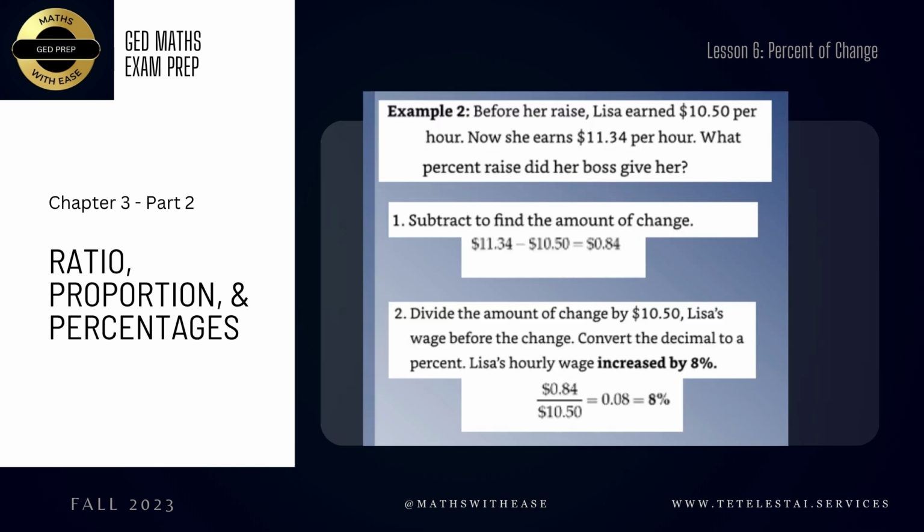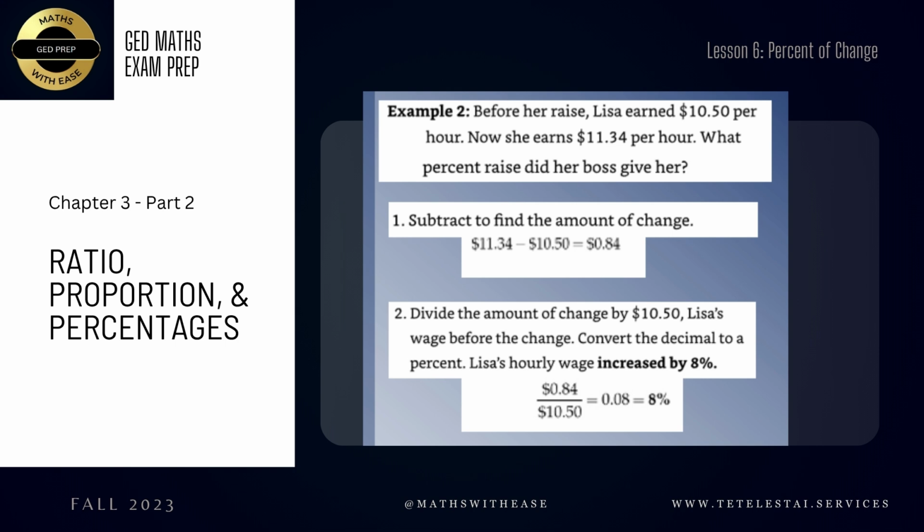So in this particular example, we're told that Lisa earned $10.50 per hour, and now she earns $11.34 per hour. And we're being asked to find the percent raise that her boss gave her. What percent raise did her boss give her? So we simply start by subtracting the amount of change, which would be her new amount, $11.34, minus what she used to earn, which was $10.50. And so we now know that the amount of change is 84 cents.